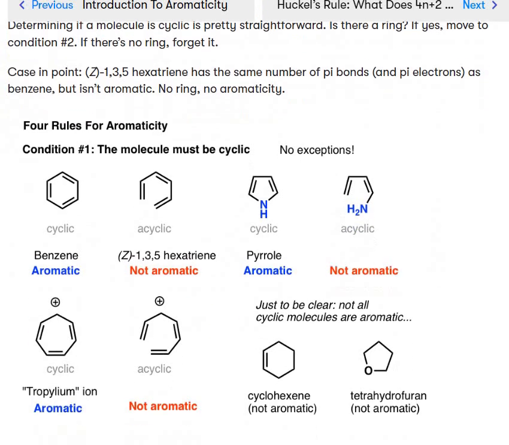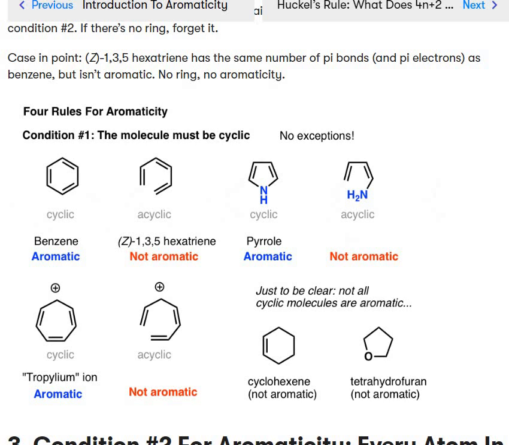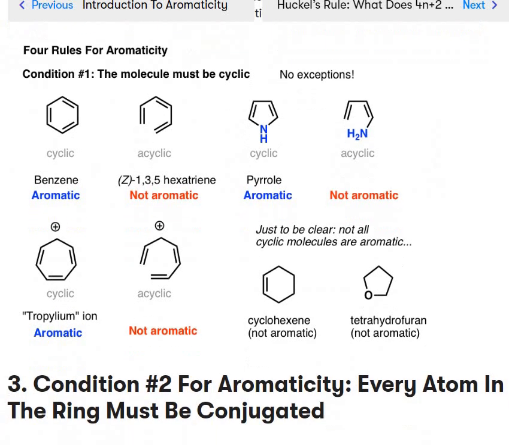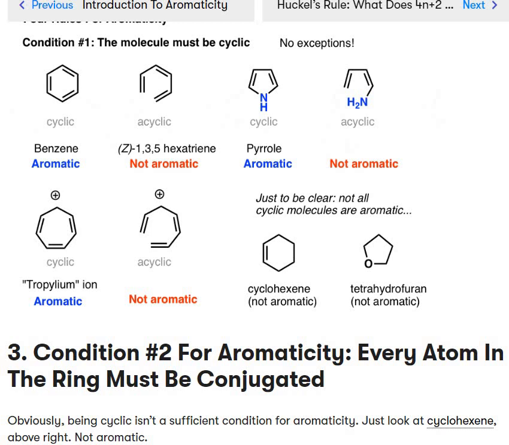So look here at the four rules for aromaticity. Condition 1, the molecule must be cyclic. First, benzene is aromatic. Second, the acyclic Z form of 1,3,5-hexatriene is not aromatic. Now cyclic, you can see pyrrole, aromatic. Acyclic, not aromatic. Again, tropylium ion: cyclic, this is aromatic. Acyclic, not aromatic. Now you can see cyclohexene, not aromatic. Tetrahydrofuran, not aromatic. Just to be clear, not all cyclic molecules are aromatic.